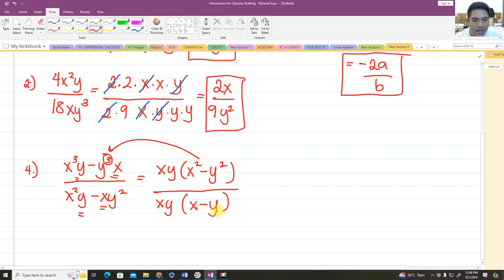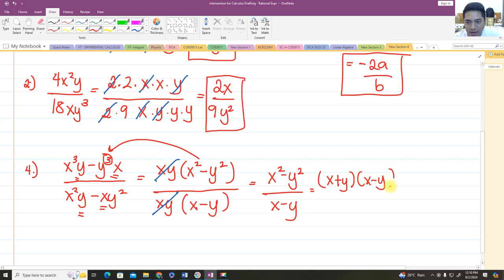Okay? So as you can see here, this will cancel. xy and xy will cancel, and you are left with x squared minus y squared all over x minus y. But take note that x squared minus y squared is still a special product. So we can just factor it out still by x plus y and then x minus y all over the x minus y. So as you can see, this would be cancelled.